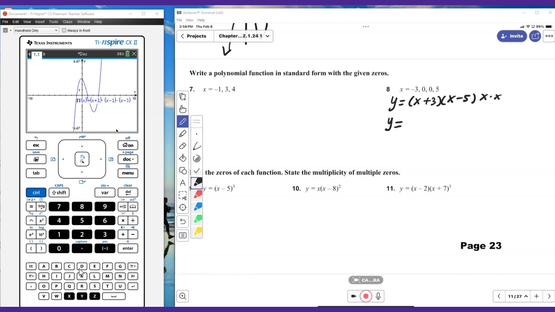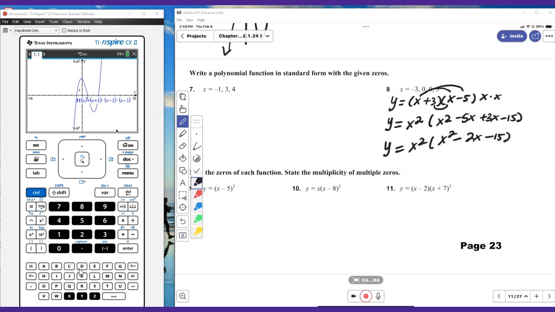We have x times x is going to be x squared. x times negative 5 gives you negative 5x. 3 times x gives you 3x. And then 3 times negative 5 gives you negative 15. So y equals x squared, parentheses, x squared minus 2x minus 15.